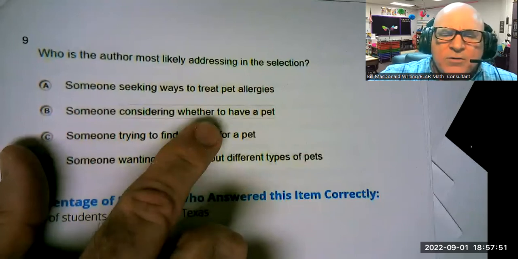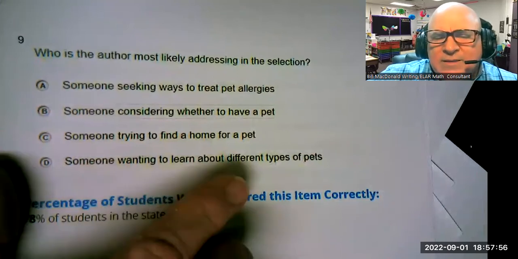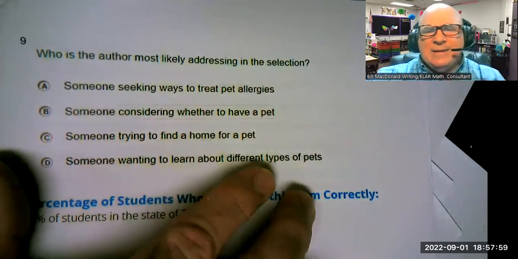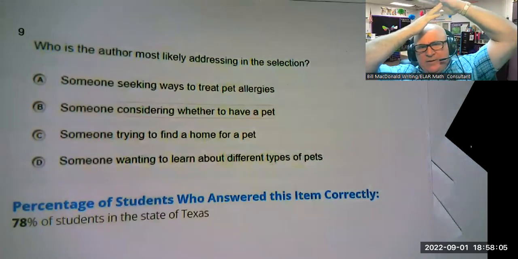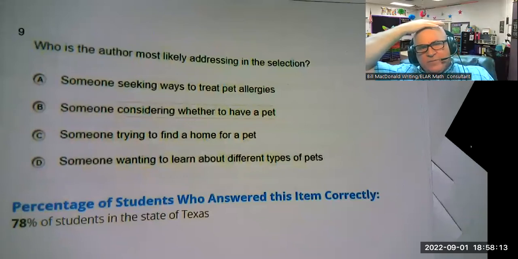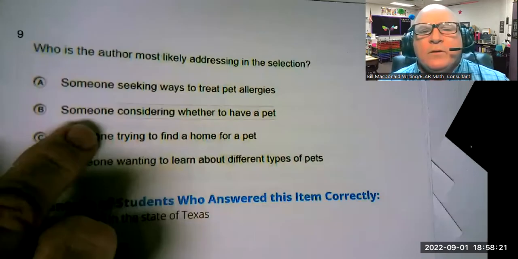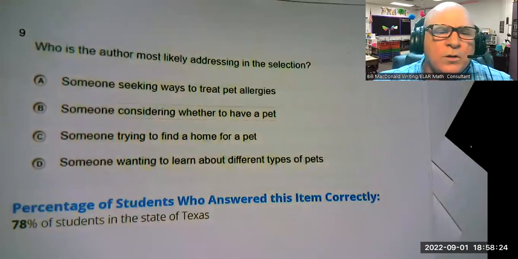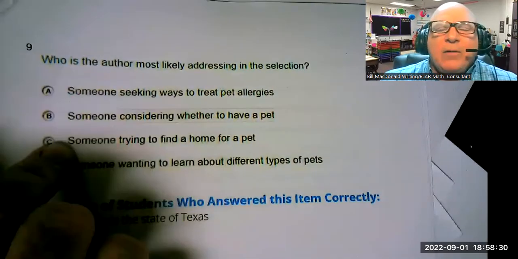Someone wanting to learn about different types of pets. It doesn't talk about that. There are probably examples of pets, but if you look at the title of the selection, the title of each section, and the topic sentence of each paragraph only, you'd be able to infer that the audience is, when they say who, that means someone. So that's why all four say someone who's thinking about getting a pet.